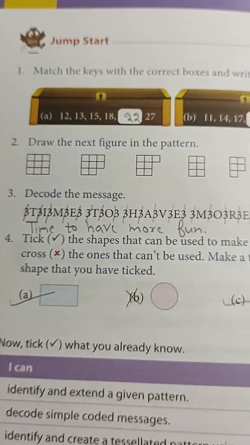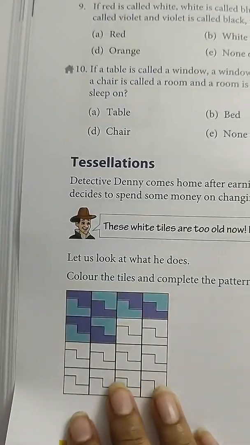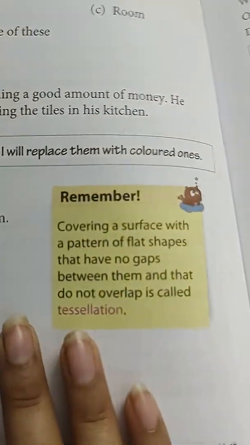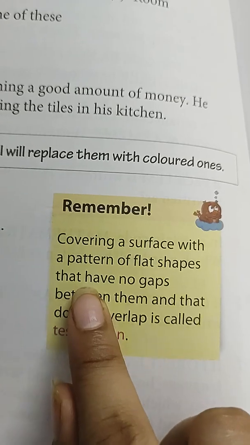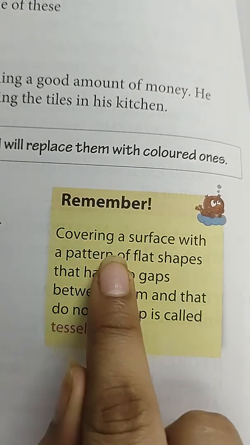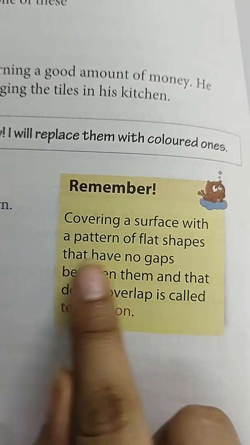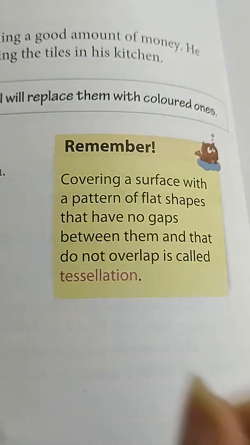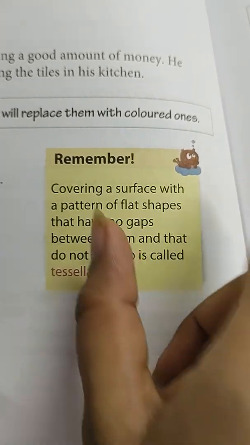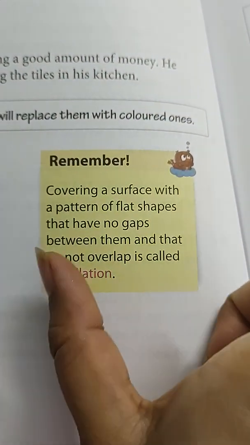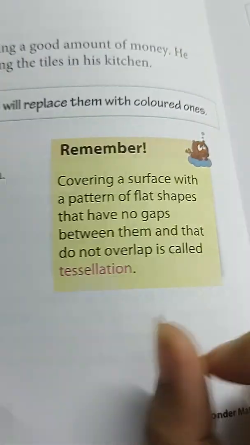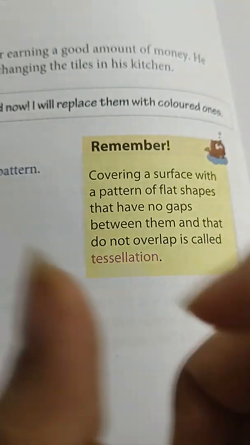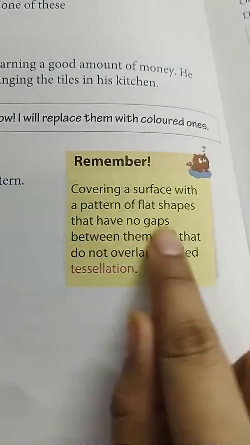Now firstly we have to discuss tessellation. We have already discussed it in class 3, and now we have to discuss tessellation again in class 4. It is covering a surface with a pattern of flat shapes that have no gaps between them and that do not overlap. So beta, this is a shape that will cover the surface. It should be a flat surface, and when you put the shapes one after another, there should be no gap.